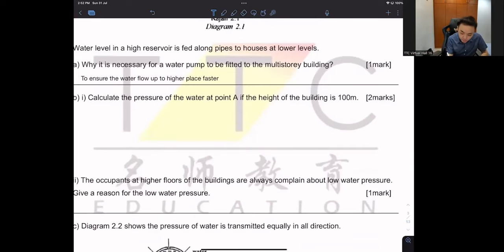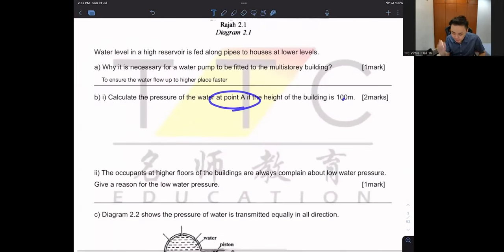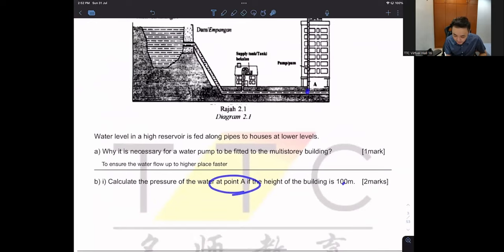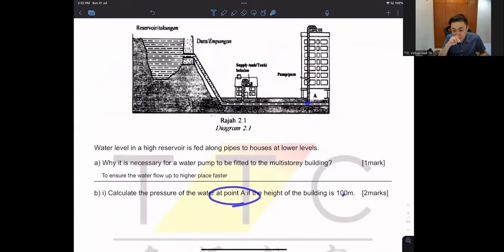Next one: the pressure of water at point A if the height is 100 meters. Now, point A is actually here, the lowest point, though the question didn't mention it so far.